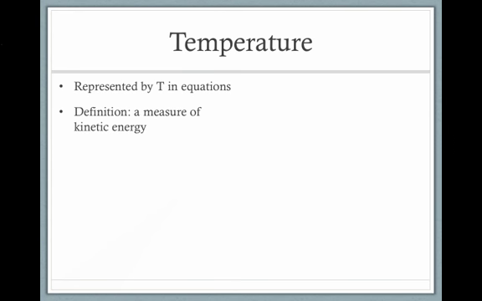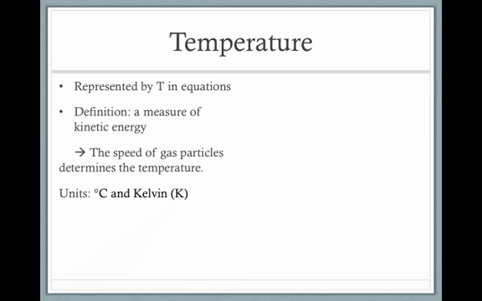The definition of temperature is a measure of kinetic energy. And as we discussed in thermochem, kinetic energy is the energy of movement. So really what temperature means, it's talking about the speed of the gas particles. So if the temperature gets higher, that means that the gas particles are moving faster. If the temperature gets lower, the gas particles are moving slower.